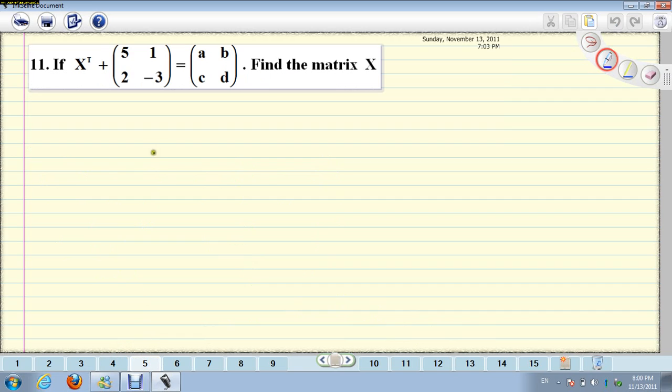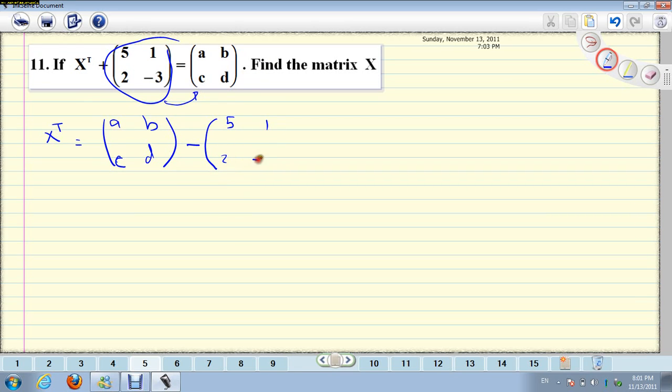Exercise 11, a simple question about matrices. X transpose plus this one equals A, B, C, D. Find matrix X. Okay, I'm going to move this matrix to the other side. So X transpose equals A, B, C, D minus, and you know it's minus because this matrix is an addition. Here I'm going to move it to the other side, so I'm going to subtract minus 5, 1, 2, negative 3.